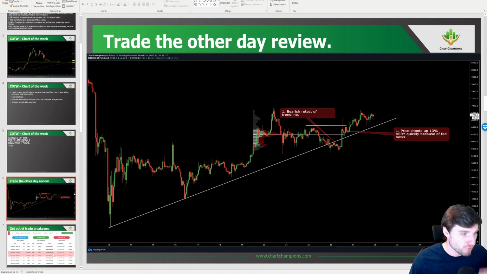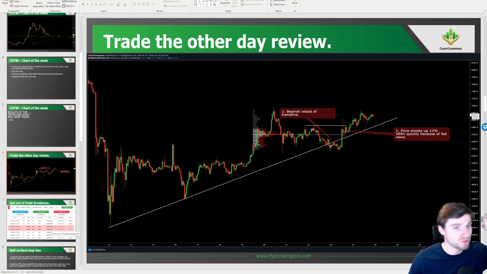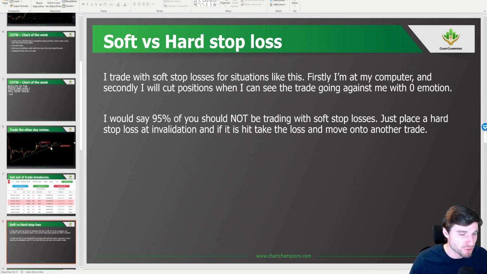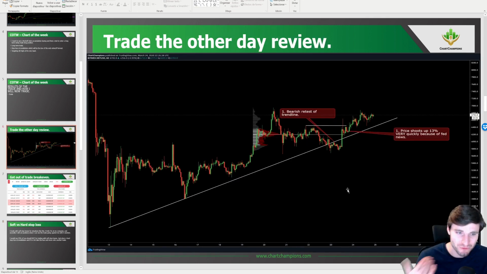Before I get into the OBV, I want to talk you through one more thing, and this is a trade review. I want to highlight the difference between soft and hard stop losses, and when is a good place to use a soft or hard stop loss. This is referring back to Sunday.